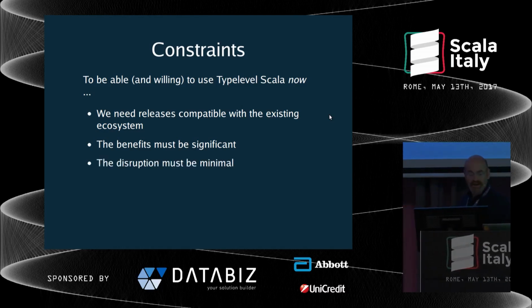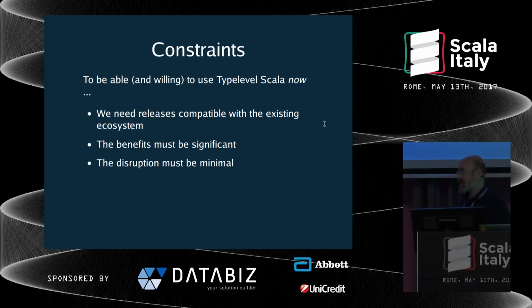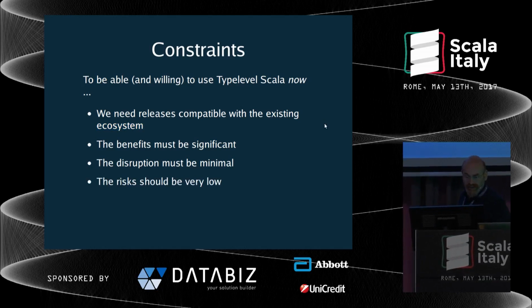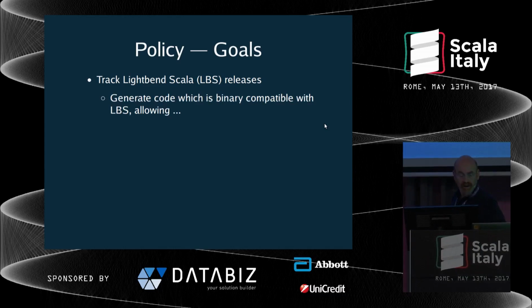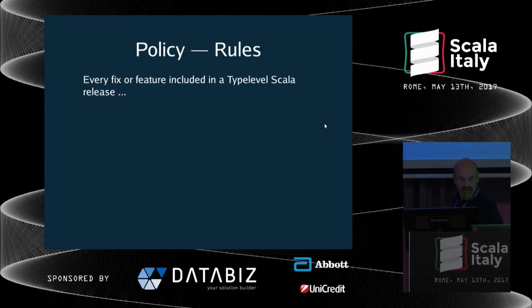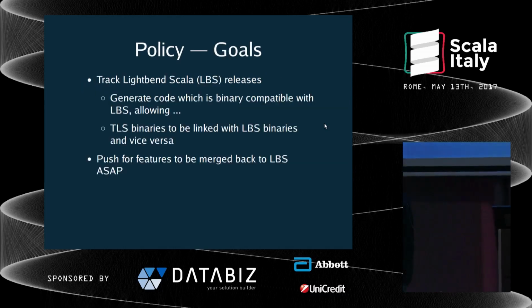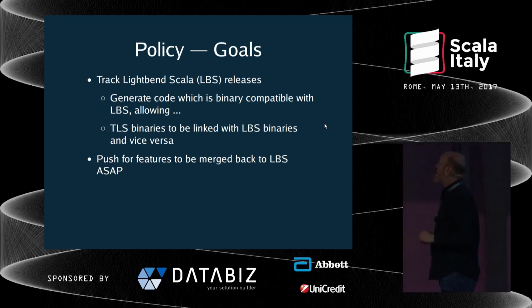And you can't be expected to re-engineer a whole bunch of infrastructure to use it. It's got to be something that you can do easily at low risk. Okay, so the goals are that we're going to track Lightbend Scala releases. For each Lightbend Scala release, there should be a corresponding type-level Scala release, just adding the incremental features that type-level Scala provides. It should generate code which is binary compatible with the corresponding Lightbend Scala release.